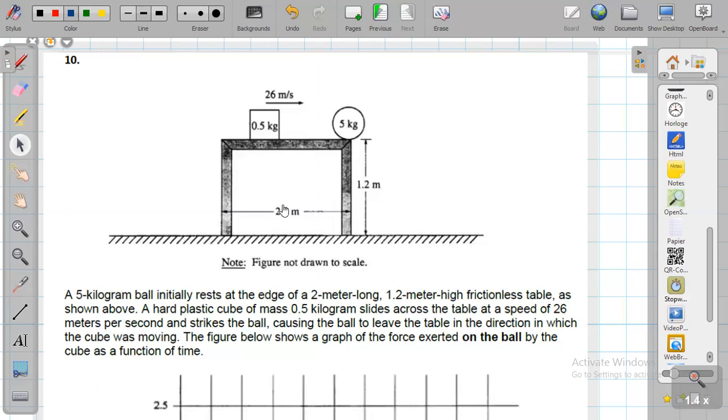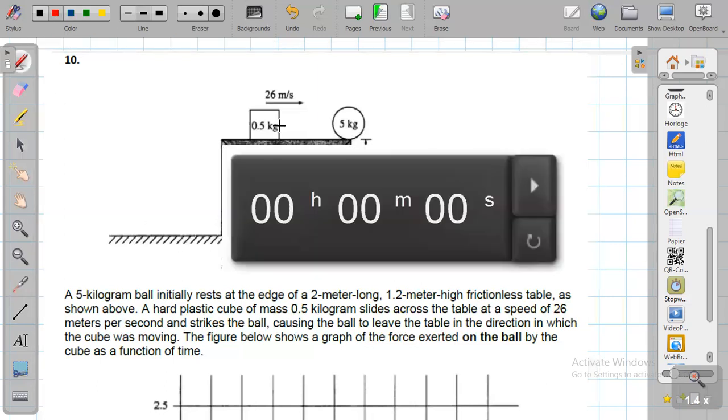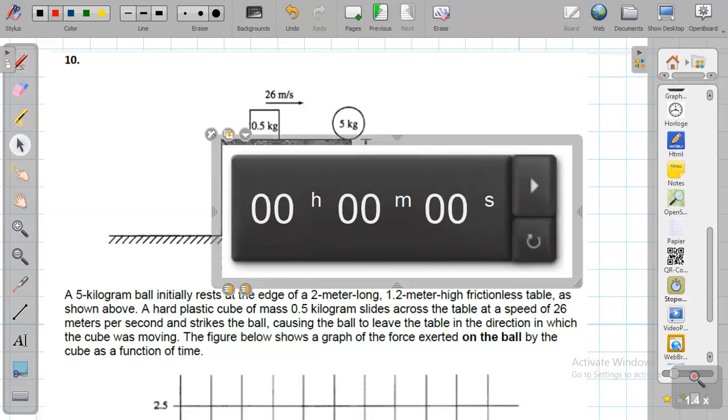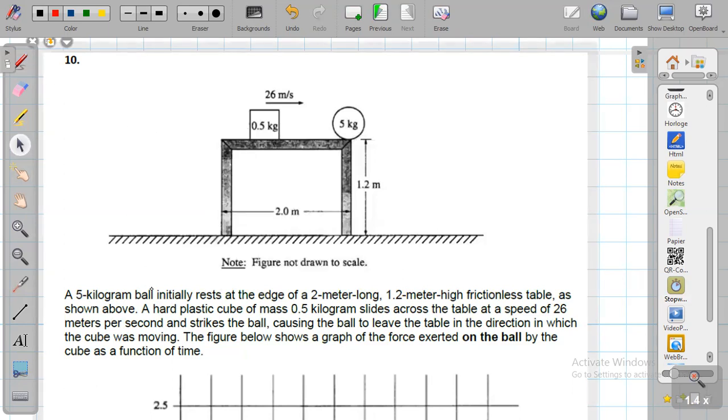The same similar question like that previously. Okay. A 5 kilogram ball initially at rest, on an edge of a table 2 meters long and 1.2 meter high, fixed on the table. As shown, a hard plastic cube slides across the table at 26 m/s and strikes the ball, causing the ball to leave the table in the direction in which the cube was moving. The figure shows the force exerted on the ball by the cube as a function of time.